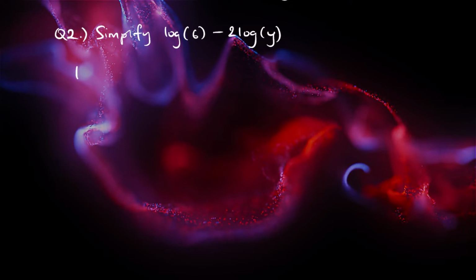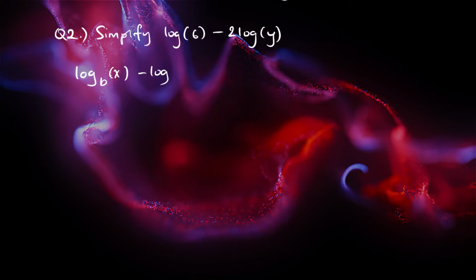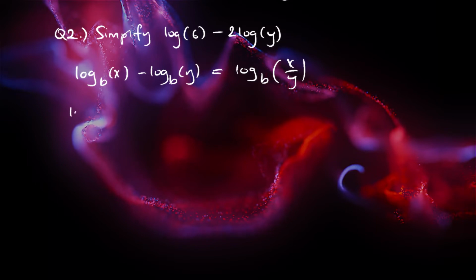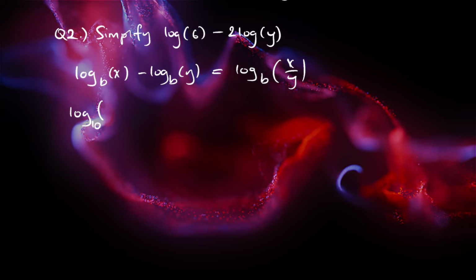And we need to remember the rule. If we've got log b of x, minus log b of y, this is the same as log b of x divided by y, right? And that's from our logarithm properties from the last video. And so we can do something quite similar. We can say we're going to have log, and this is essentially base 10 of, in fact, we can't do that just yet because we've got a 2 in front of our log, right?